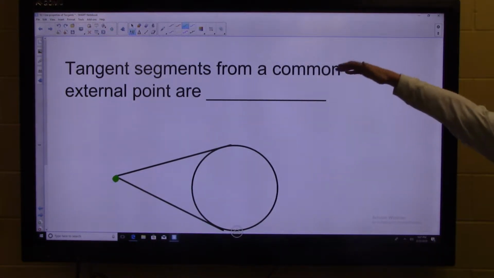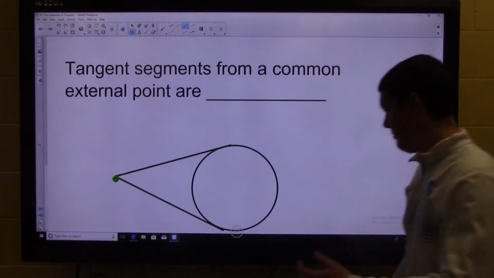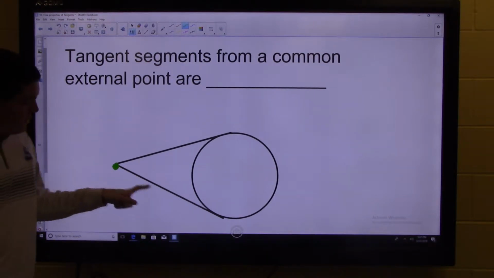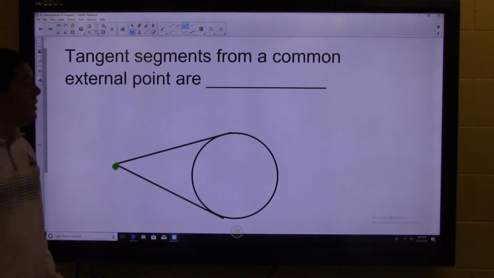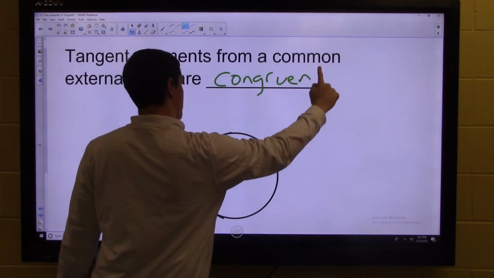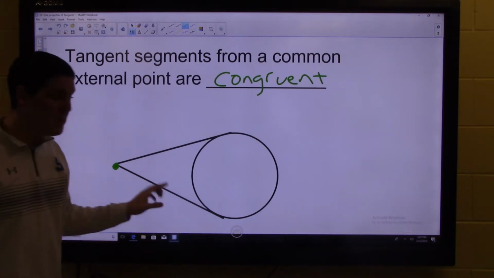Any guesses on what that would be? How do you fill in the blank there? What does it mean? Doesn't have to be right, but guess. Does it look like there's a relationship between those two segments? Hopefully you've already said it by now. The answer is congruent. Those two guys are going to be congruent. So if you draw tangents from that common external point, two different tangents, those have to be equal.